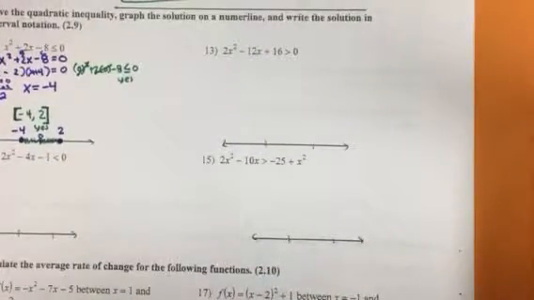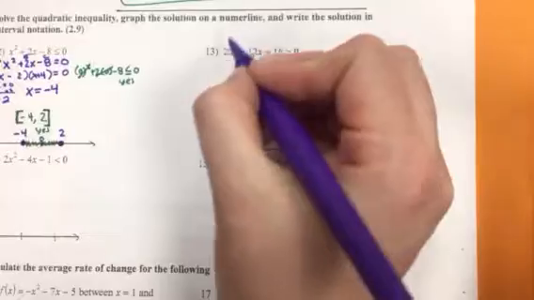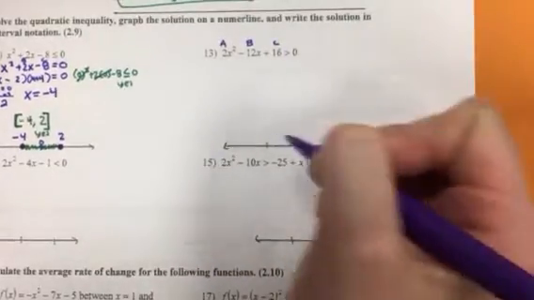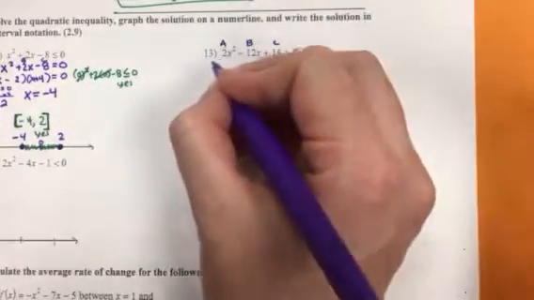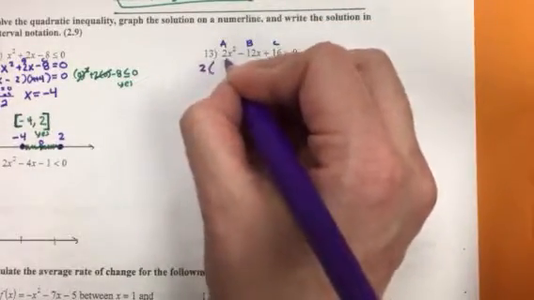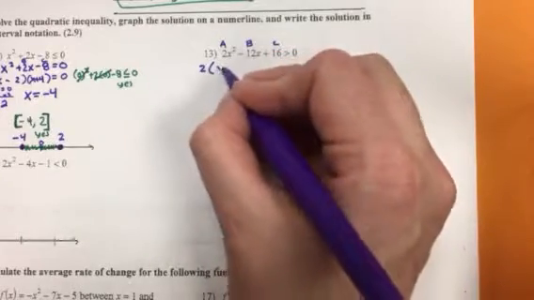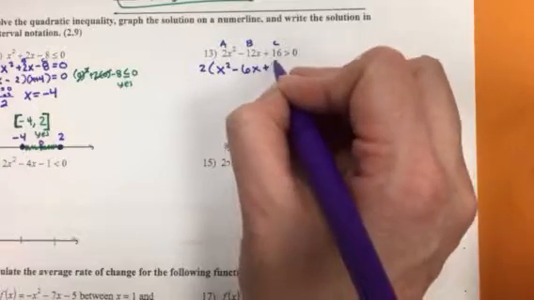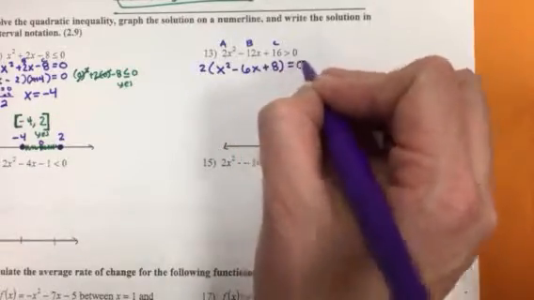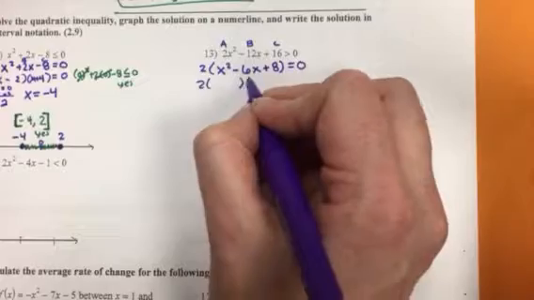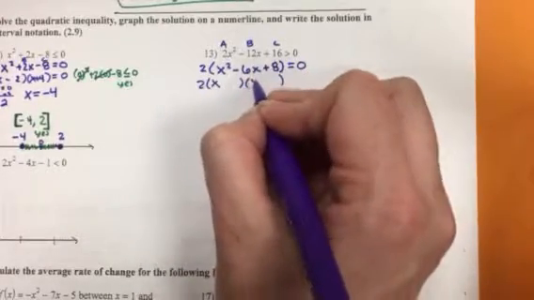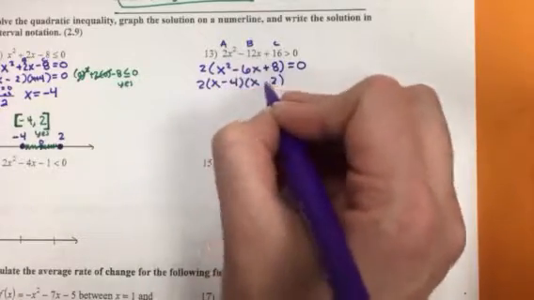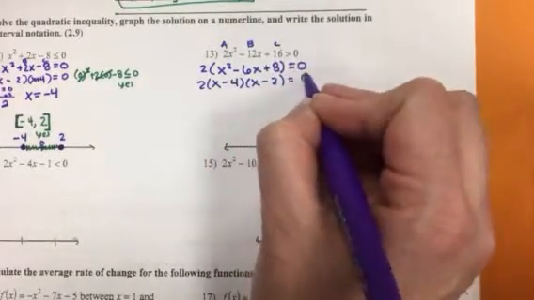On problem 13, you can either do the quadratic formula and find your x values for your number line, or you can try and factor. I'm going to factor out a 2 because it goes into 12 and 16. So half of 12 is 6, half of 16 is 8. Then I can factor it even more. x breaks up to x times x. Multiples of 8 are 4 and 2. I need a negative 6, so they're both negative.